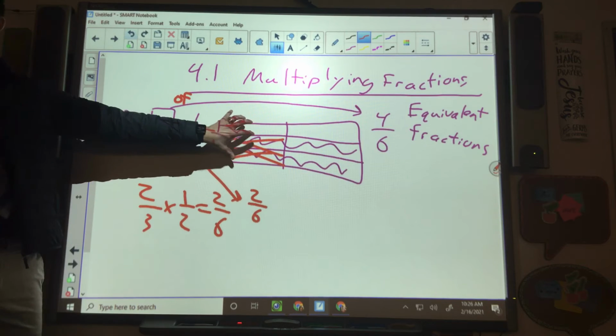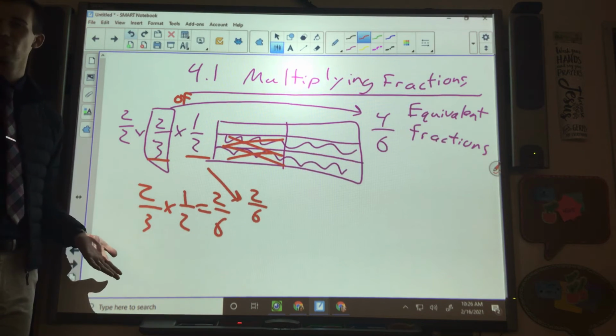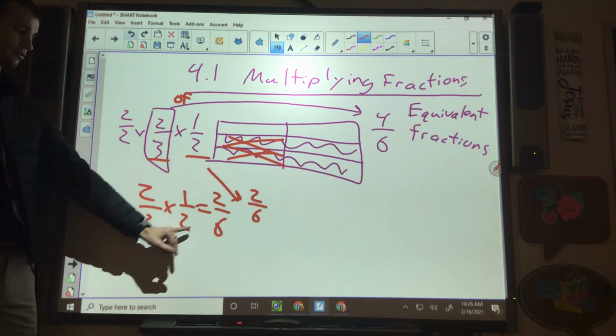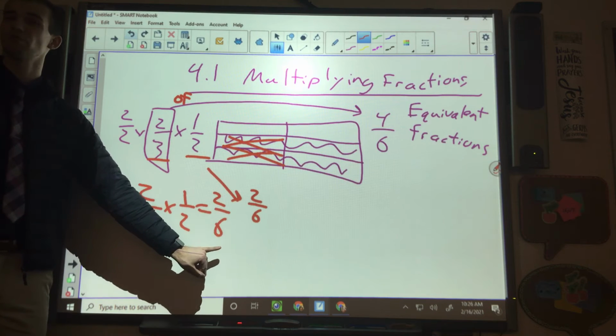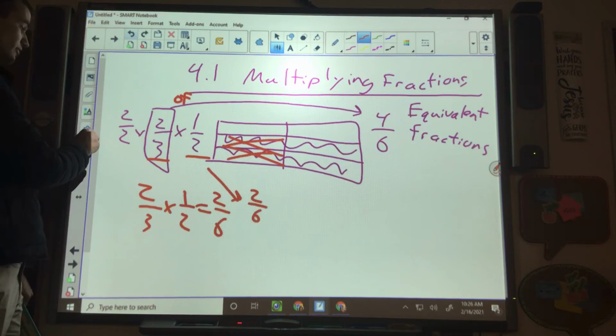So this is a visual, but multiplication-wise, it's really simple. It's actually a lot easier than adding. You just multiply straight across. 2 times 1 is 2. 3 times 2 is 6. What's wrong with 2 over 6 though? It's not simplified, or in simplest form.